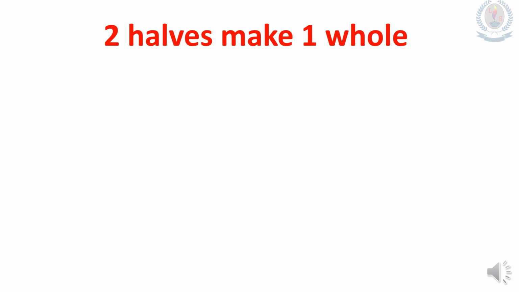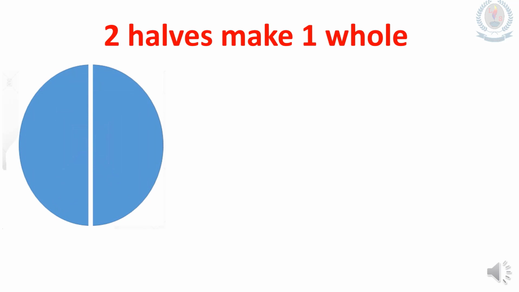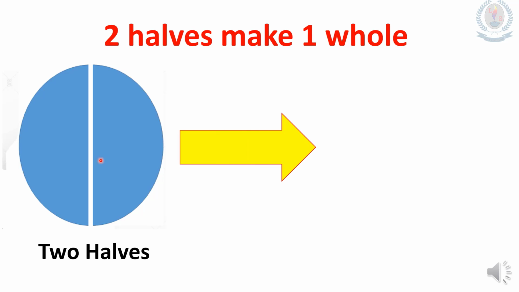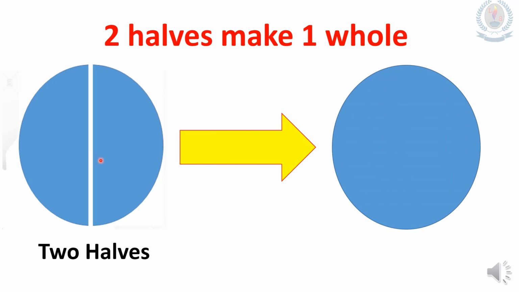Two halves make one whole. Right? Now look at this. We can see 1/2 and 1/2. We can see two halves here. Then after that, two halves make one whole. Right? Okay. When we keep it together, we can make one whole. Two halves make one whole. Okay.